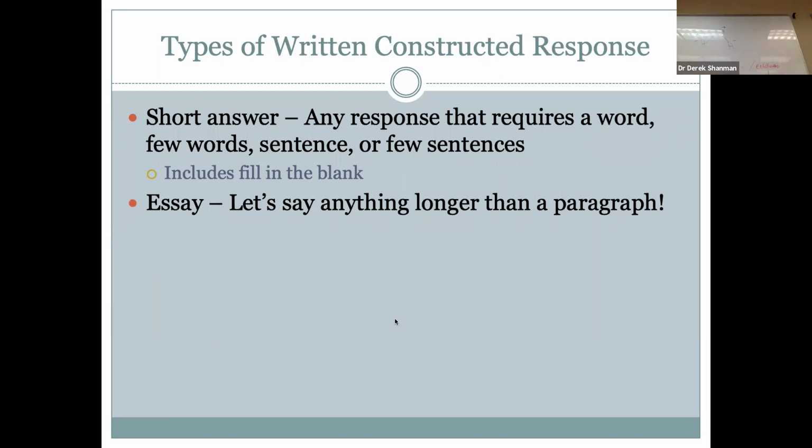There are fewer options than what we have with our selected responses. We really have short answers and we have essays. So these are limited to written constructed responses. I think those are the only two that you really need to look at. I define a short answer as anything less than a paragraph. An essay is anything more than a paragraph. What is significant about the paragraph that allows us to use it as a marker? What might be significant about that?